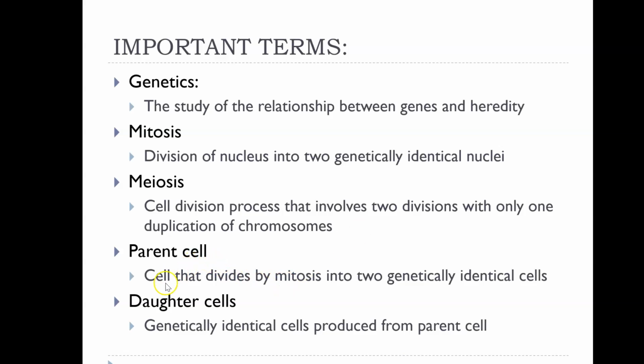A parent cell is a cell that divides by mitosis into two genetically identical cells. So this is the one that we're talking about when we talk about mitosis. And daughter cells are the genetically identical cells that are produced from these parent cells when they divide through mitosis.